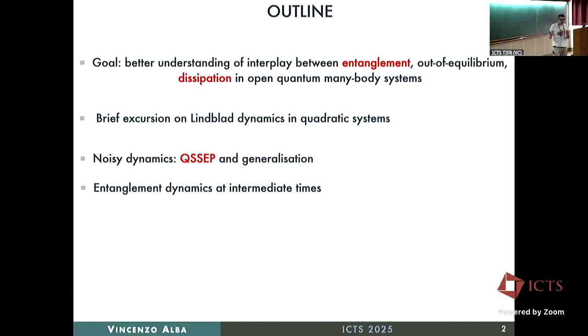To motivate what I'm going to discuss, the main topic, which is the QSSEP, I will start with a brief excursion in the realm of Lindblad dynamics for quadratic systems. I will characterize how, under some assumptions, you can describe entanglement dynamics in these systems. This gives the motivation to go beyond and consider this QSSEP, which in my opinion exhibits a much richer behavior. Then I will take this model and massage it a bit to make it simple enough, and I will be able to provide some exact results for entanglement dynamics at intermediate times. This is the main goal that I want to achieve.